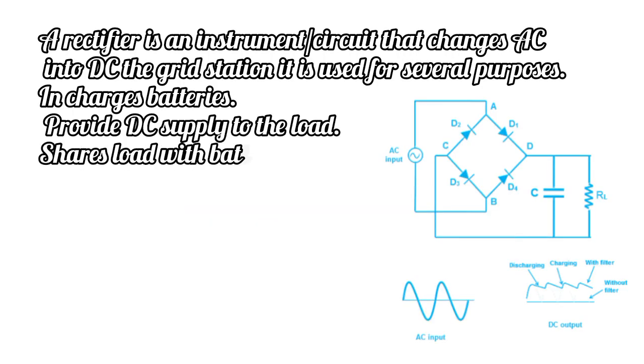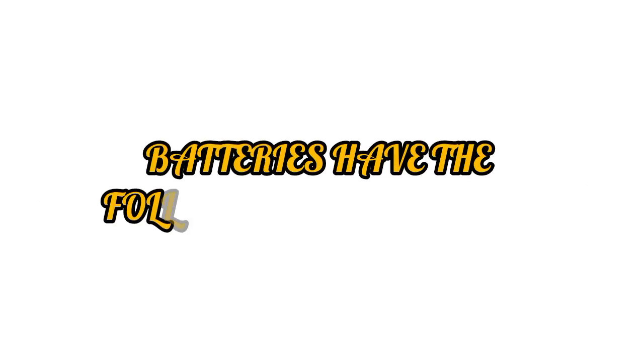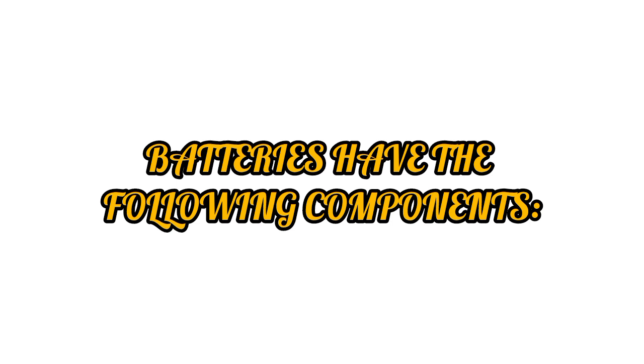Rectifier. A rectifier is an electrical circuit that changes AC into DC. In the grid station, it is used for several purposes. It charges batteries, provides DC supply to the load, and shares load with the battery during overload condition. The rectifier used in the grid has a voltmeter and an ammeter for incoming AC and another voltmeter and ammeter for outgoing DC.